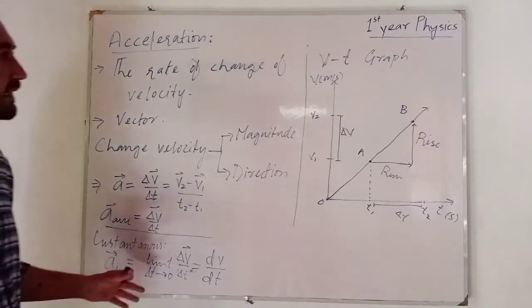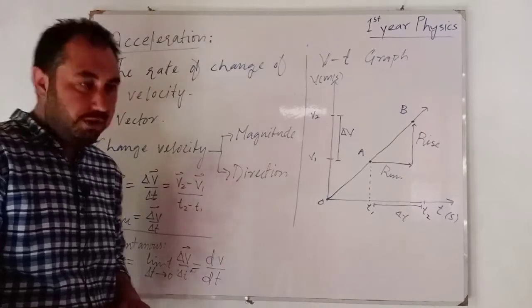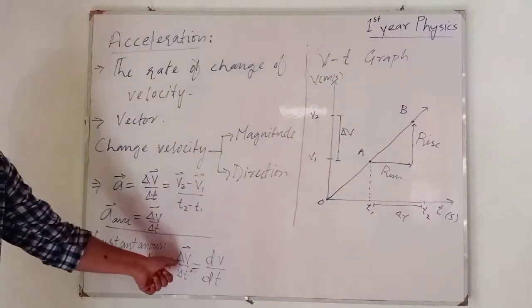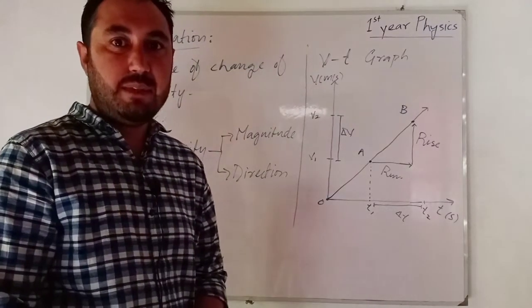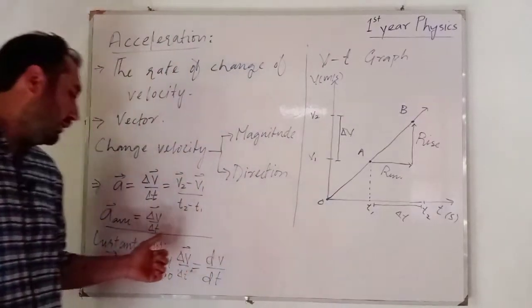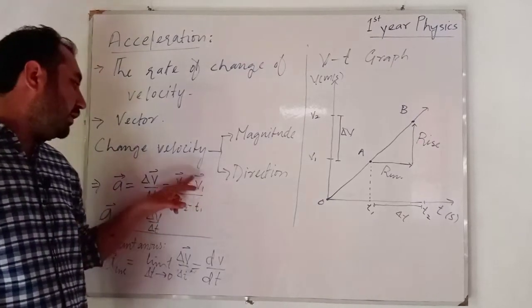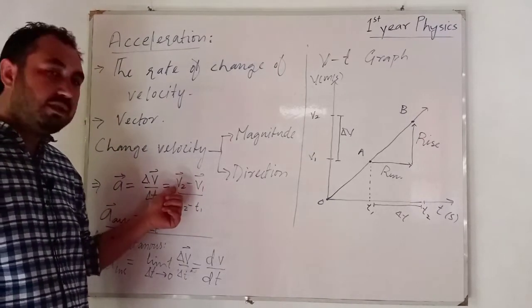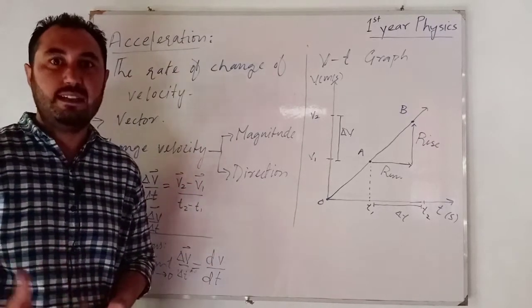Now the acceleration can be positive, it can be negative, depending upon the value of change in velocity. If the velocity is going to increase with the passage of time, then obviously the final value will be greater than the initial value, right? So at that time we are going to get a positive result as a whole. That kind of acceleration is what we call positive acceleration.